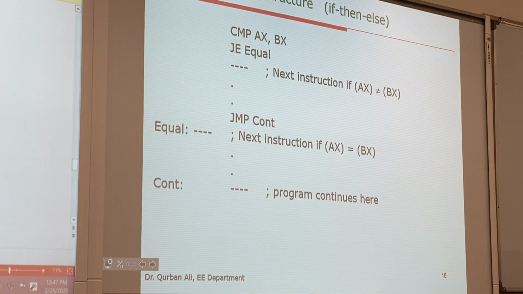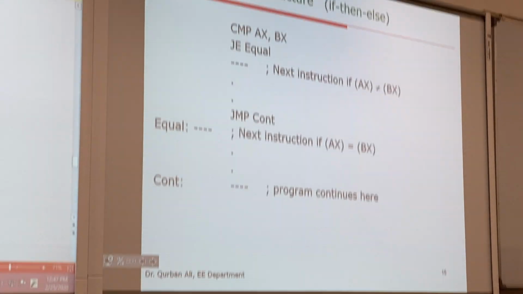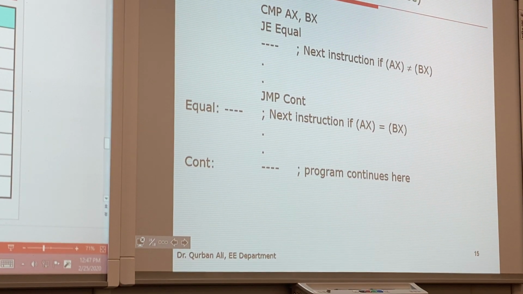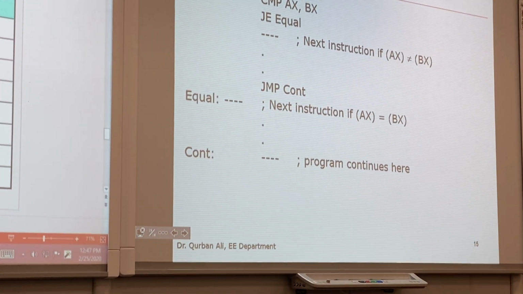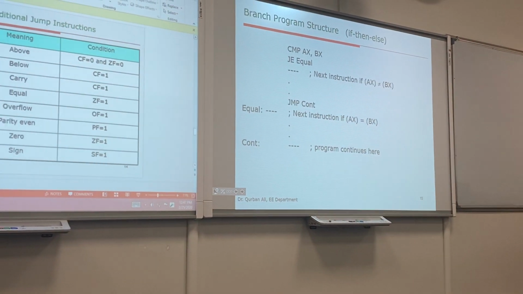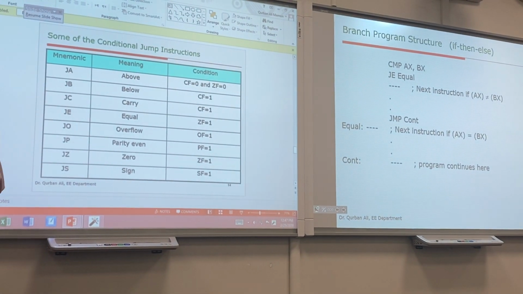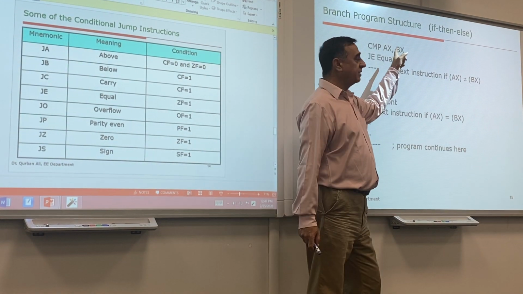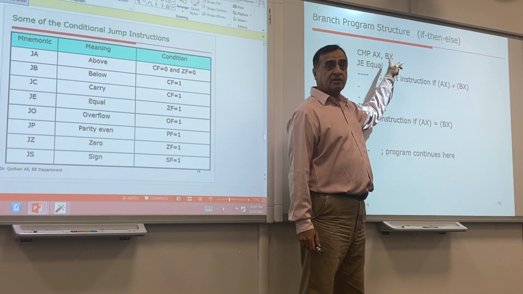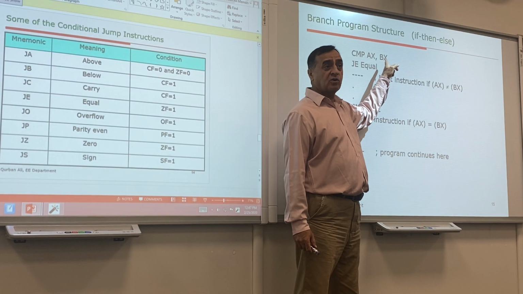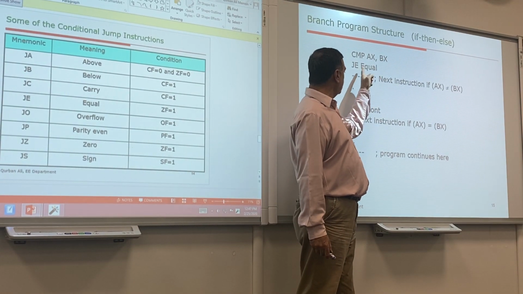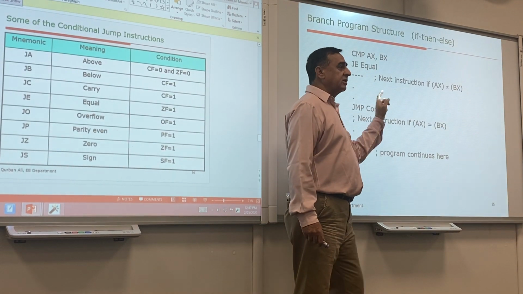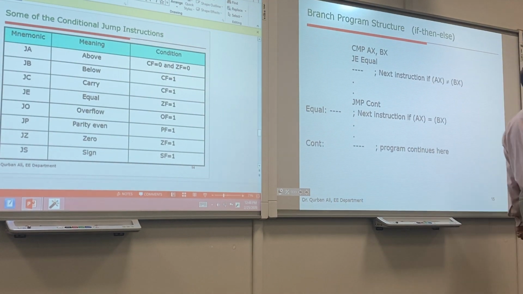Equal. Equal means calculate the zero flag, right? Then it will be true. If the zero flag is 0, this means the condition is not true. Don't jump. So this is what it means here. If after this instruction the zero flag is 1, then it is true, we go to equal. If not, we continue. This is what it means here.